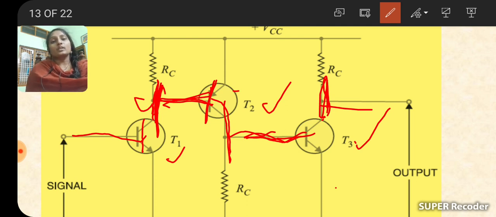But because there are no coupling elements, there is a chance of adding disturbance signals and ripples, so more noise is produced.